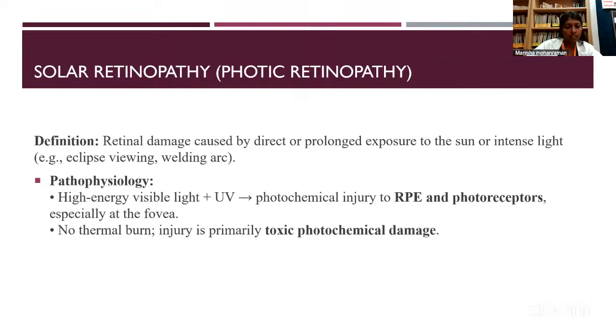The pathophysiology is high energy visible light, and ultraviolet light causes photochemical injury to the RPE and photoreceptor layer, especially at the fovea. There may be no thermal burn. Injury is primarily known as toxic photochemical damage.